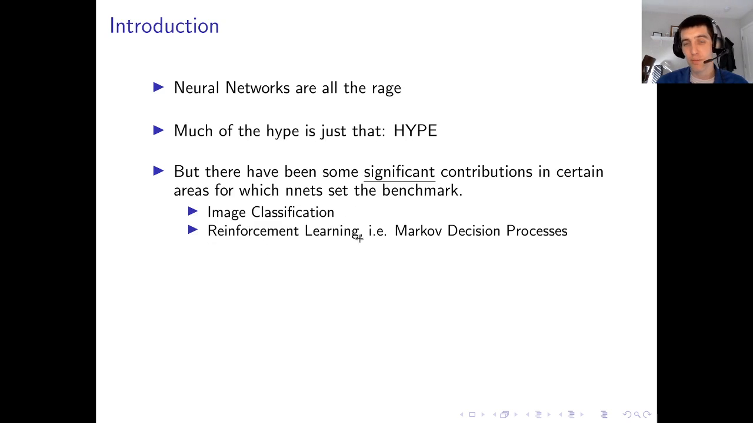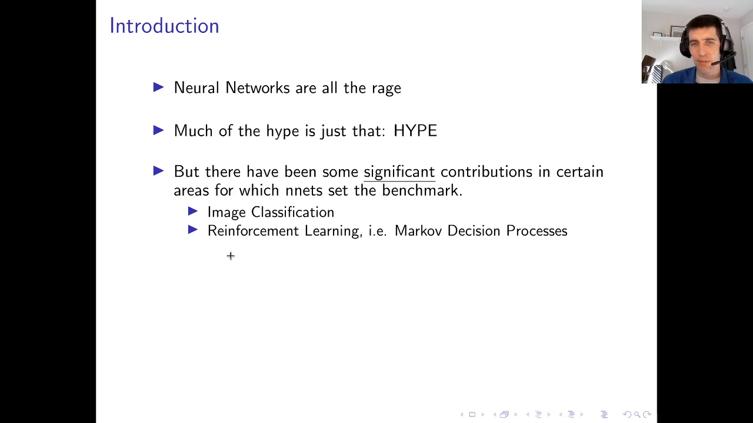Reinforcement learning. This is, for example, maybe you've seen these examples where you teach a neural network to play a video game or play Go. This is an example of reinforcement learning, which is a Markov decision process. Neural networks have had a lot of success there.